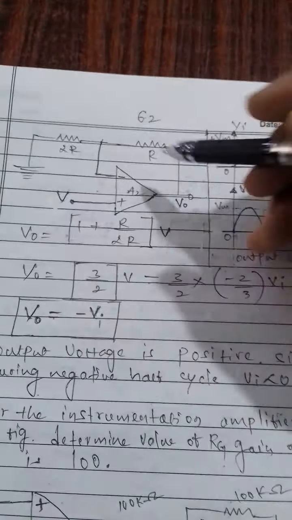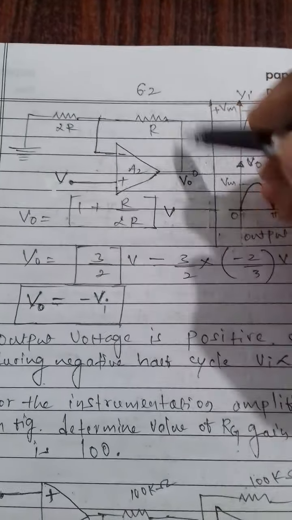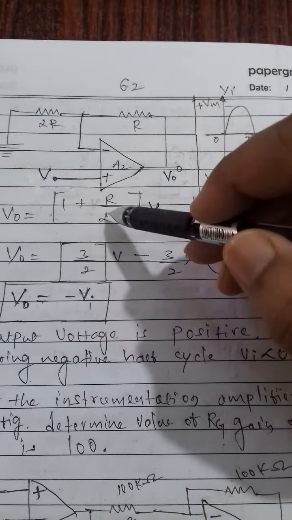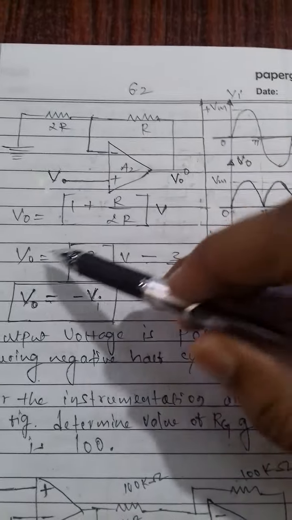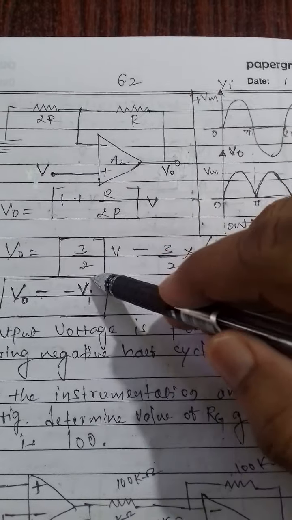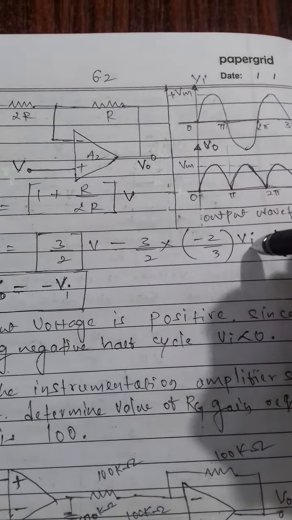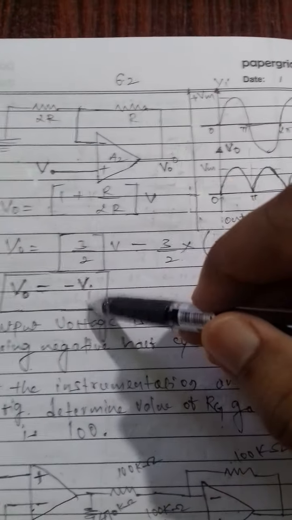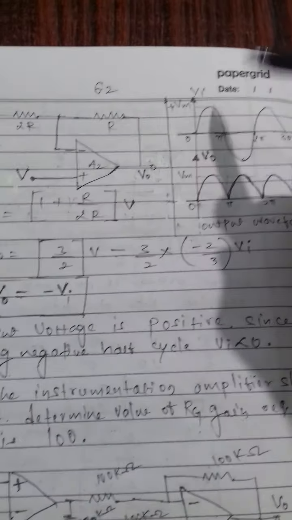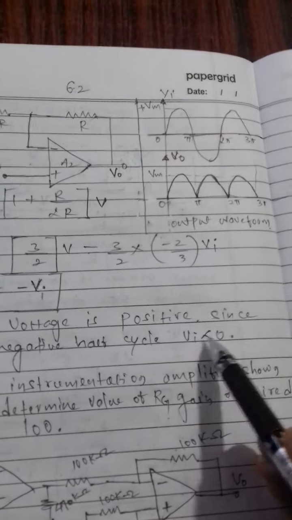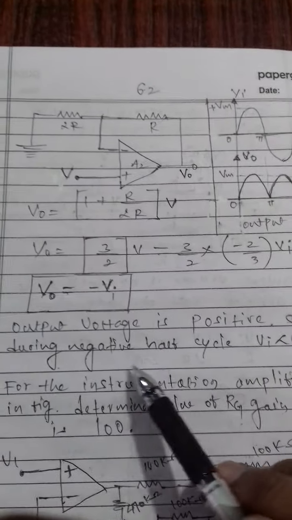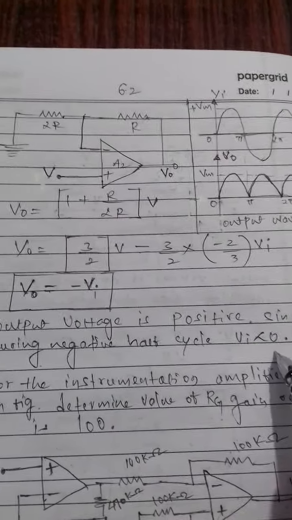the equivalent circuit of A2 is as shown. Output voltage is equal to 1 plus R upon 2R into V. Output voltage is equal to 3 upon 2 into minus 2 upon 3 into VI, so output voltage is equal to minus VI. The output voltage is positive since during the negative half cycle the input is less than 0.